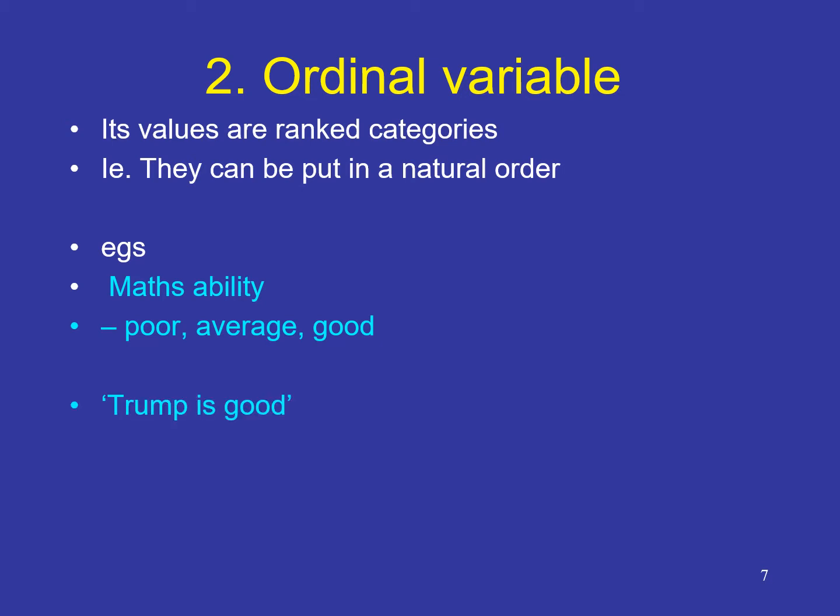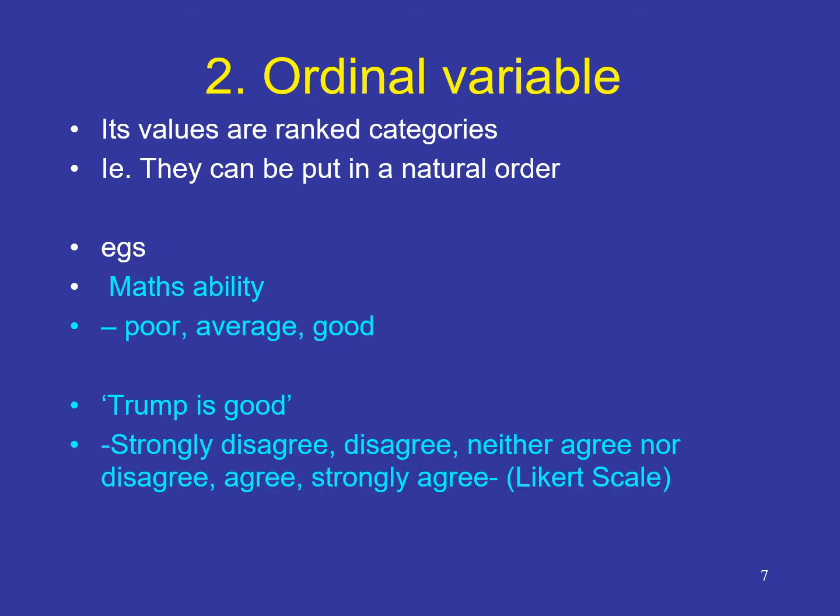Let's imagine the students were asked to comment on the statement, Trump is good. Do they strongly disagree, disagree, neither agree nor disagree, agree or strongly agree? These responses can be ranked in order, so this is another example of an ordinal variable. And this specific example is called a Likert scale, and is quite common in questionnaires.